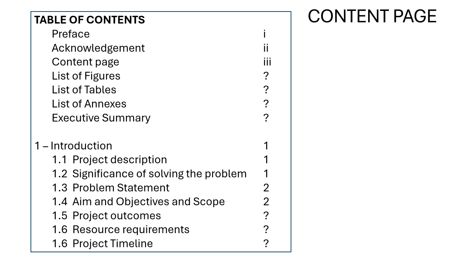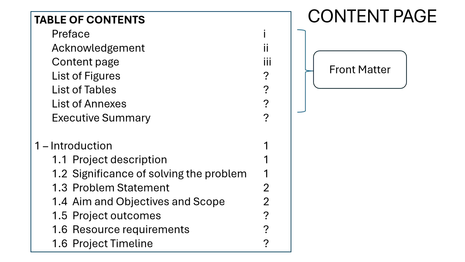For the easiness of writing the report, I thought I will go through the content of the report. So as you all know, usually when there is a report, there has to be a table of content. Now this table of content basically has 2 parts. In the first part, which we called as the front matter, we write the preface, acknowledgements, content page, list of figures, list of tables, list of annexes. That is, if you have any figures, tables, or annexes, and the executive summary.